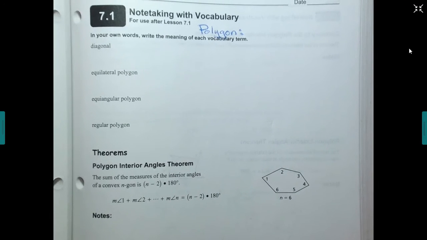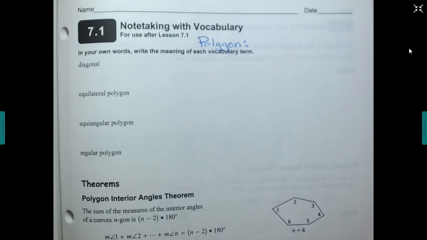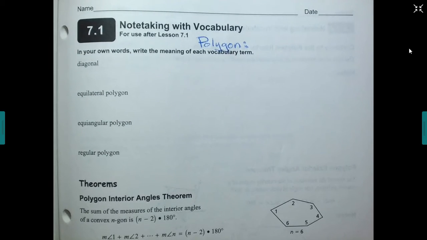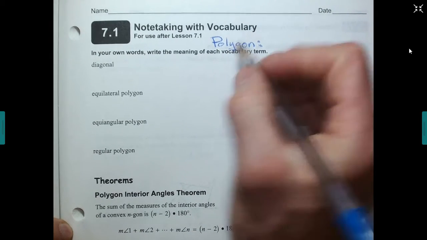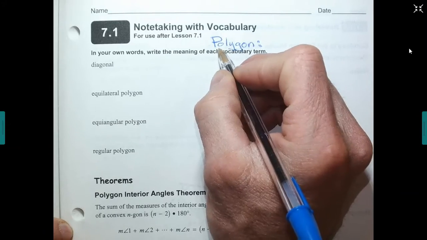Good morning, students. Today we are going to be doing work with polygons. So if you'll turn with me to 7.1, we're on page 225, and we're going to be working with polygons. So the first step is let's define polygon.